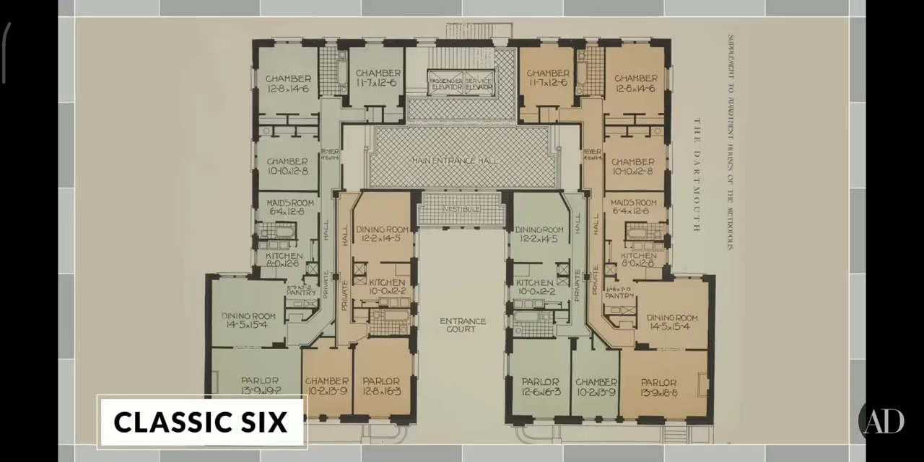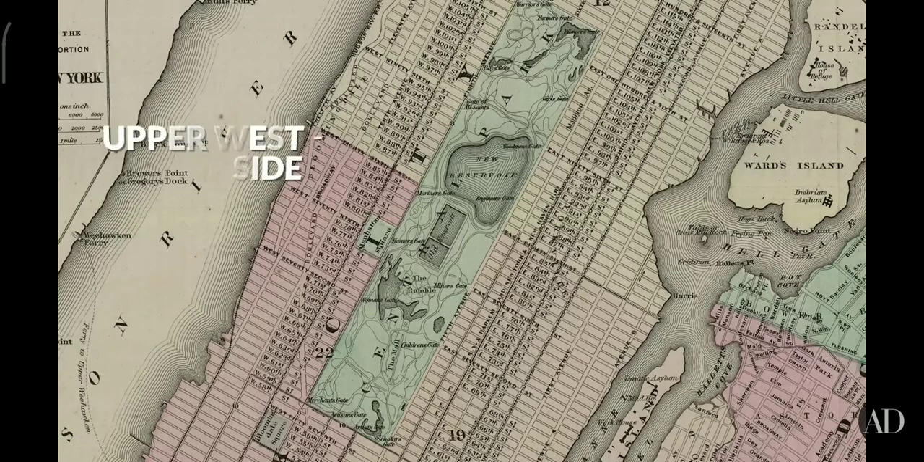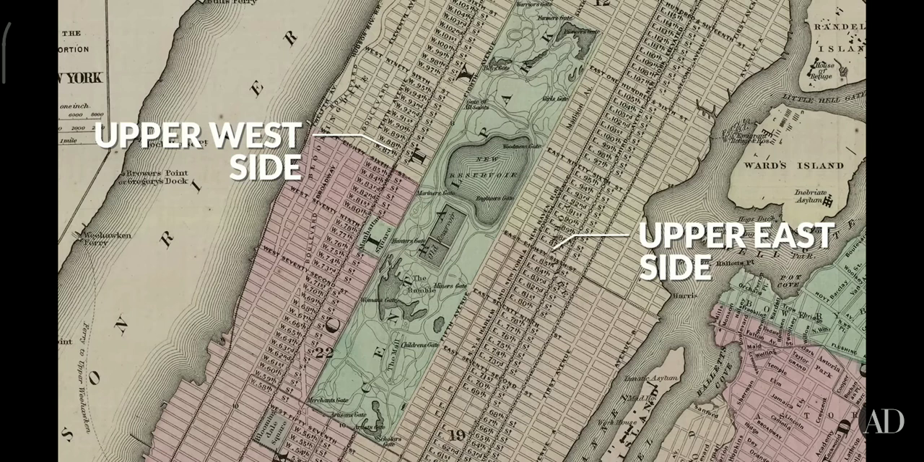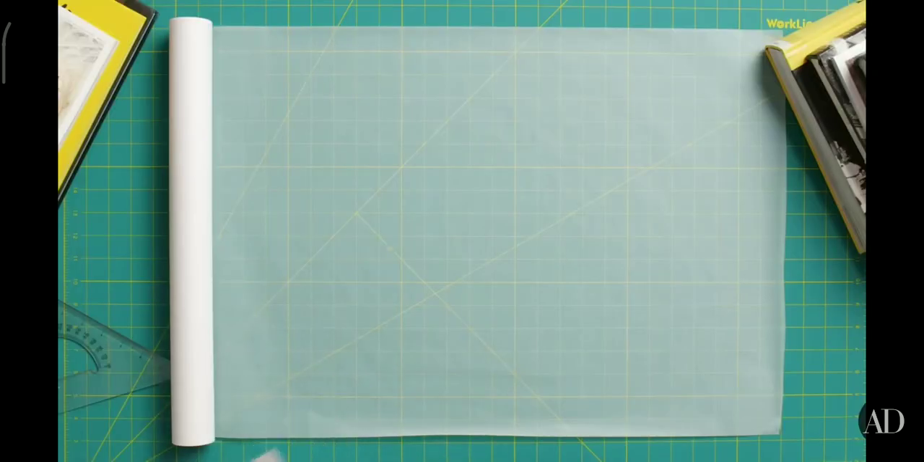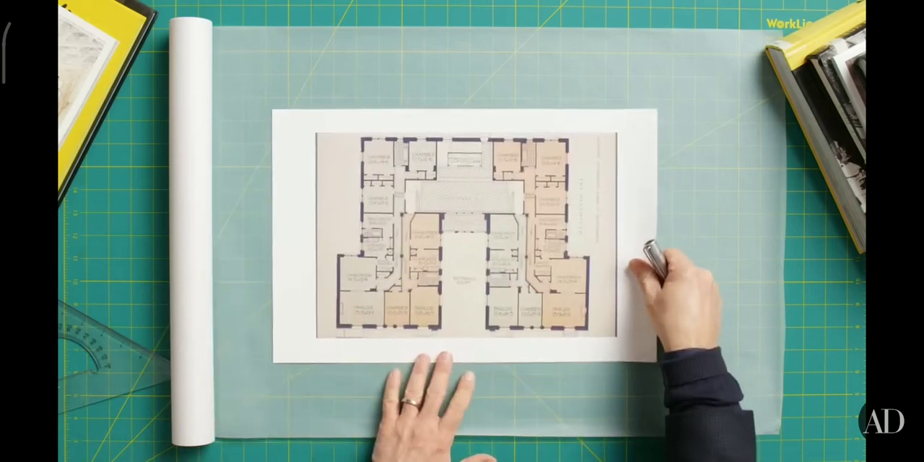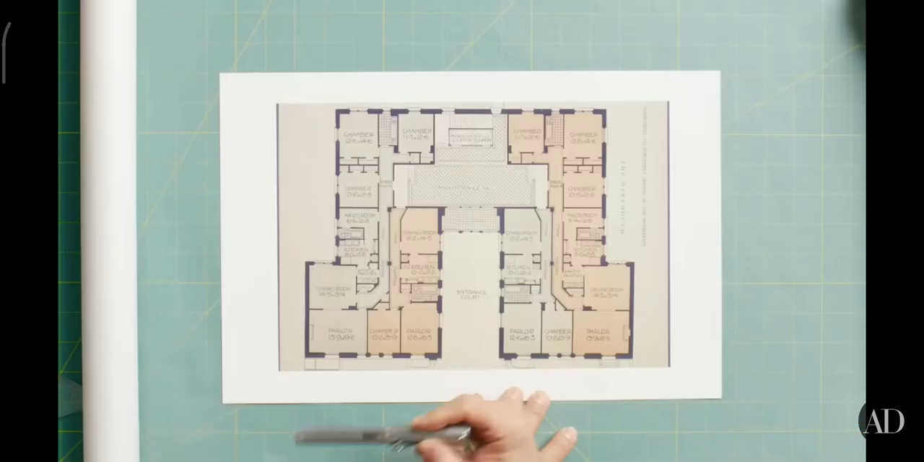Next, the Classic 6 layout. So where do you find the Classic 6? Typically, they're found on the Upper West Side or the Upper East Side of Manhattan. They're called Classic 6s because typically they were 6 rooms. Let's look at one building called the Dartmouth at 509 Cathedral Parkway in Manhattan. We're just going to talk about this apartment here on the left. This one's actually a Classic 7, which is another typical kind of apartment.